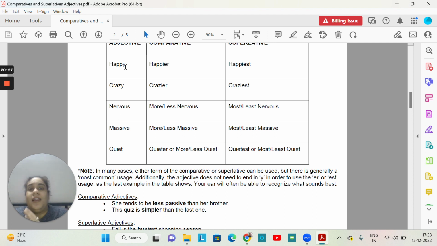More nervous, less nervous. If you're doing superlative, most nervous, least nervous. He is the least nervous in the class for the exam. She is more nervous than her mother, or her mother is more nervous than her daughter for the exam. Anyhow, we will not have an ER and EST here. We will use more and less, most and least.